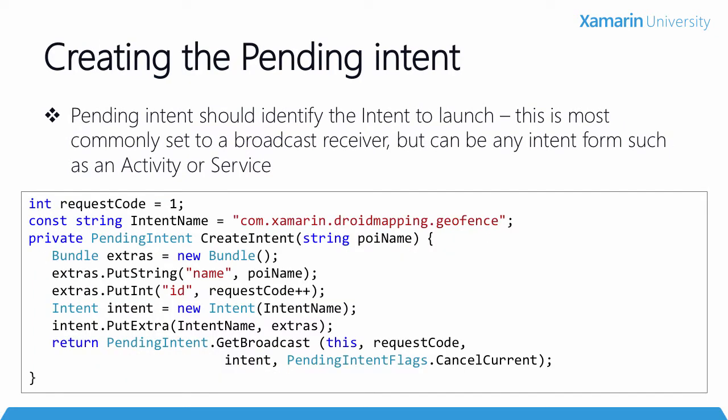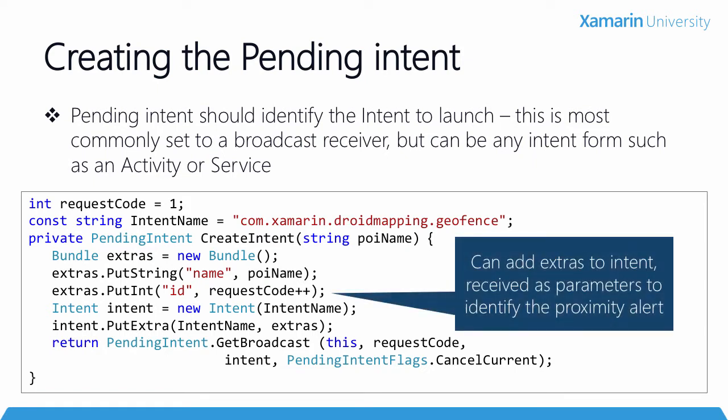The pending intent will identify the specific intent to launch when the proximity area is breached. You can use any valid intent type, but broadcast receivers are very common for this because they can be made local and run outside the bounds of an activity so that they don't affect the UI. You can add additional parameters to the bundle passed to the intent when registered, including data about the proximity alert, such as point of interest name or maybe a unique identifier. The identifier is particularly useful if you want to use the same broadcast receiver for multiple proximity alerts.